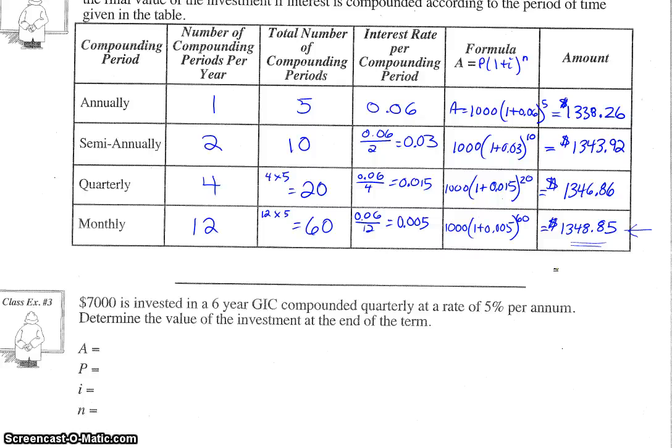Okay, let's look at example number 3. $7,000 is invested in a 6-year GIC, Guaranteed Investment Certificate, compounded quarterly. So that means our N is going to be 4. 6 years, that's related to the N, but we'll have to multiply that by that. Oh, sorry, that's not N. So quarterly, here, let's come down here.